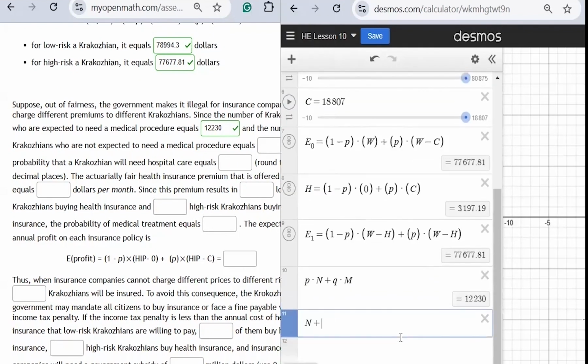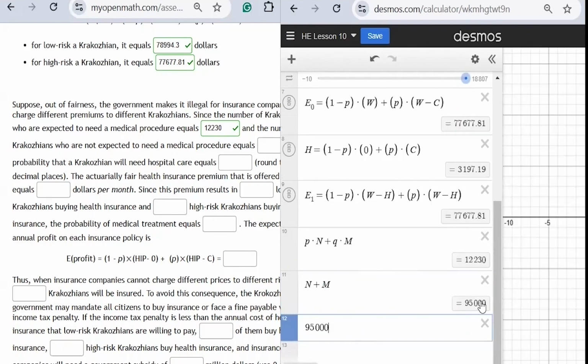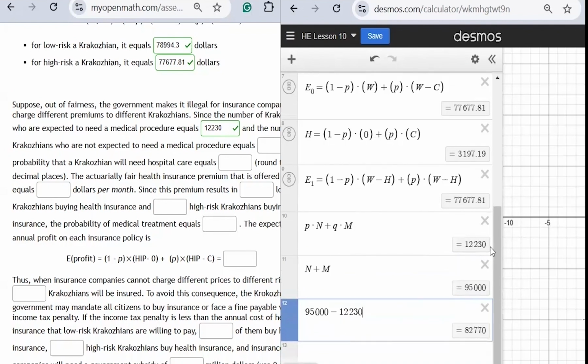Well, N plus M is the number of Caucasians. It's a small country of 95,000 people, so it's the number of people in Caucasia who are high risk and low risk. Some of them may need the procedure, some may not. So I can subtract off the 12,230 from the total number of people, whether they need the procedure or not. This is the number of people in Caucasia we expect to need the medical procedure, and this is the number we don't expect to need the procedure.